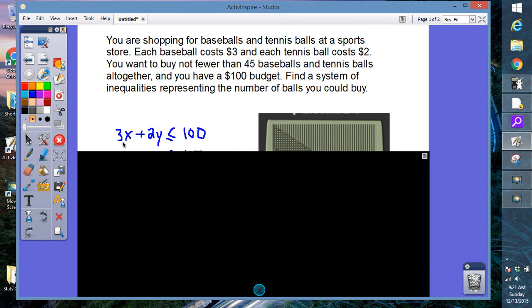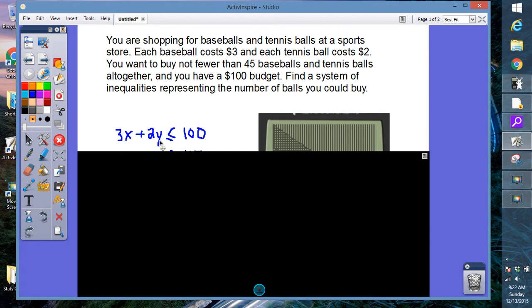you know that, so I let x equal the number of tennis balls purchased. So I know $3 times the number of tennis balls I'm purchasing is the total cost for the tennis balls. $2 times, did I say tennis balls or baseballs? But $3 is the baseballs, $2 is the tennis balls. So that's $2 times the number of tennis balls.